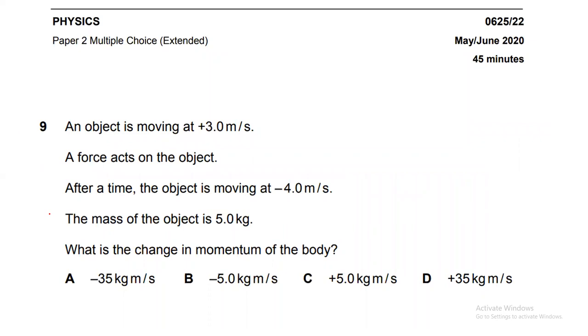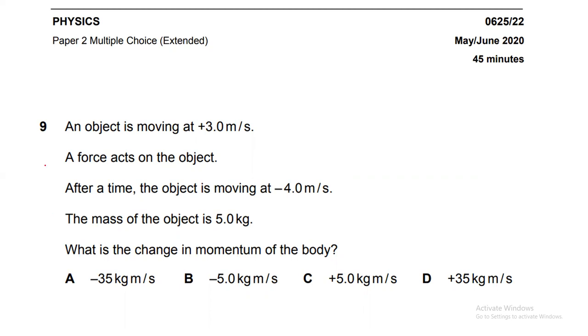May, June 2020 2-2 paper. Question number 9, he says, an object is moving at positive 3.0 meter per second. A force acts on the object. After a time, the object is moving at minus 4 meter per second. So the object is now moving in the opposite direction. The mass of the object is 5 kg. What is the change in the momentum of the body?